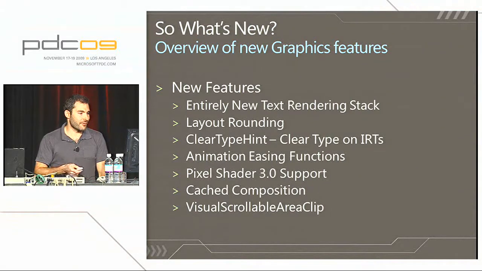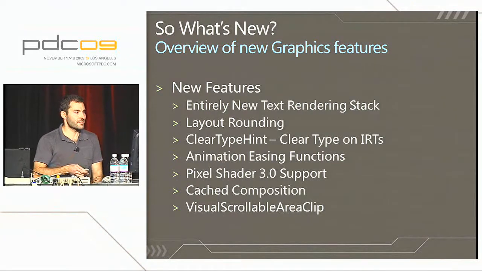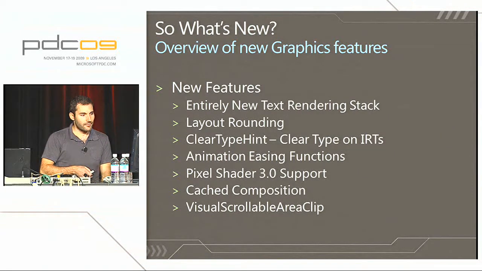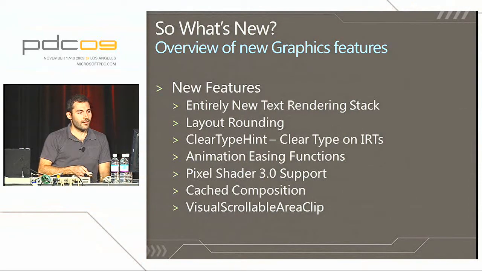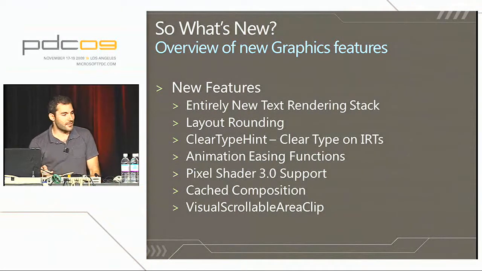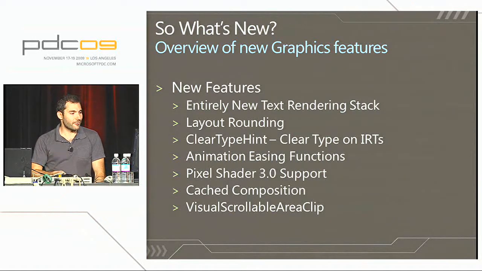We introduced something called layout rounding. People not only complained that text was blurry, but they complained that 2D geometry was blurry. So layout rounding should fix most of the geometry blurriness issues, the image blurriness issues that people have run against. We added something called ClearType hint, which allows you to enable ClearType when you're rendering to intermediate render targets. We added animation easing functions, which are a way to make your animations much more dynamic, much more organic looking.